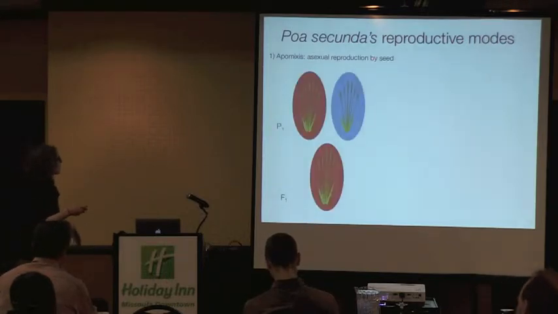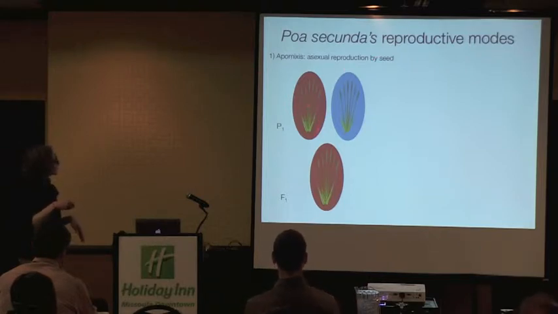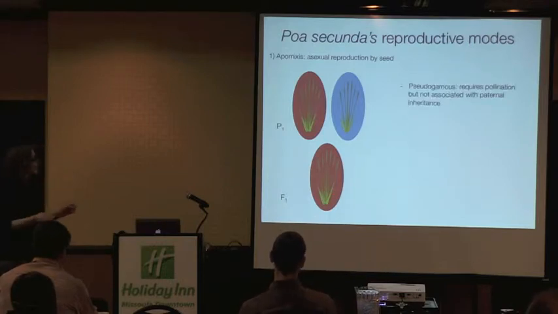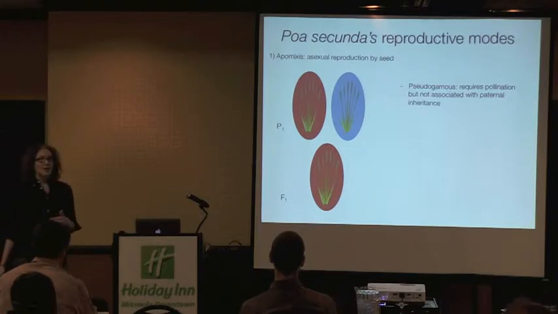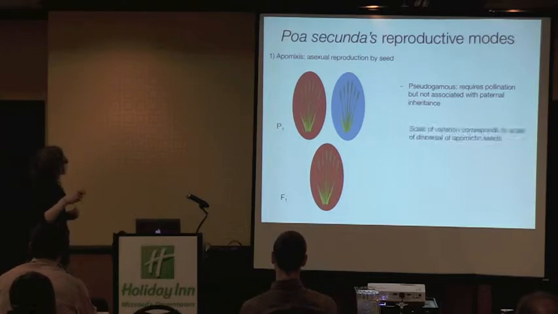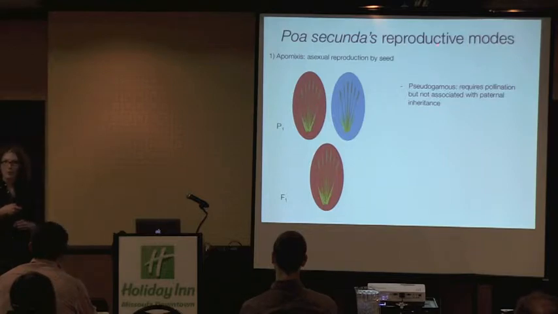This is a little schematic that is trying to get at that. This is our hypothetical maternal plant, our hypothetical paternal plant, and our offspring. Apomixis in POA secunda is pseudogamous, which means that it requires pollination, but that pollination is not actually associated with any paternal inheritance. It's probably just a trigger for the production of seeds. So in this situation, the offspring plant is genetically identical to the maternal plant.